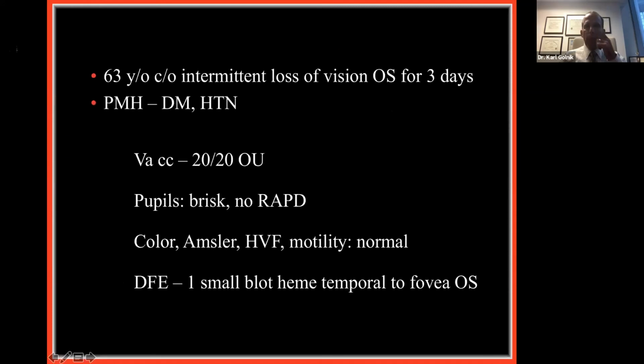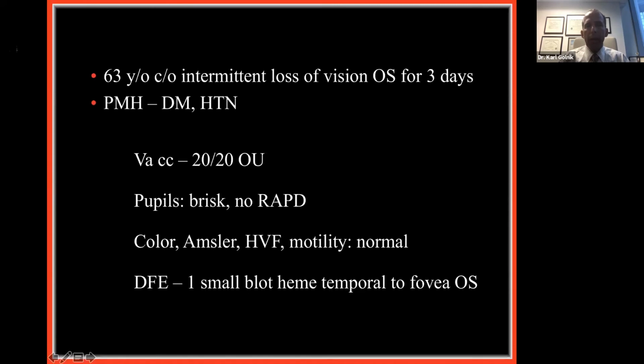I'll just start with this patient, who is a 63-year-old gentleman with some intermittent loss of vision in the left eye over the past few days. The episodes are short, just a few minutes at a time, seem to be fairly random. So this would be transient monocular visual loss. He does have a history of diabetes and hypertension, high blood pressure.